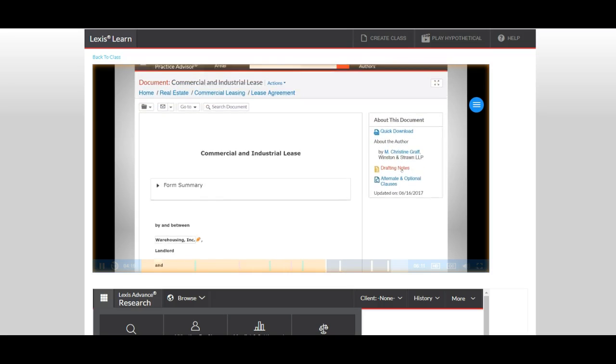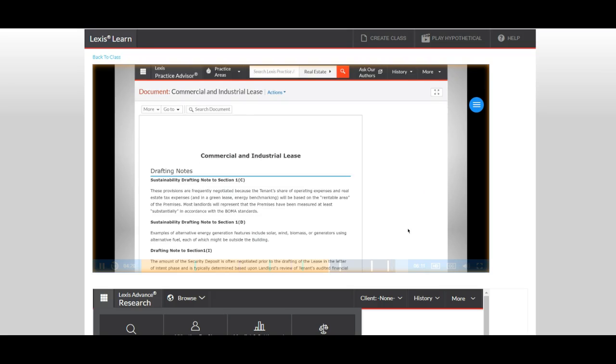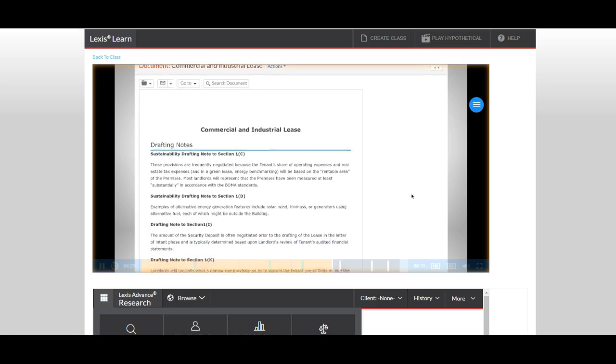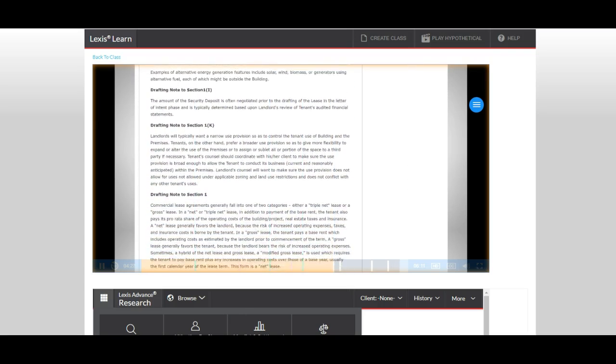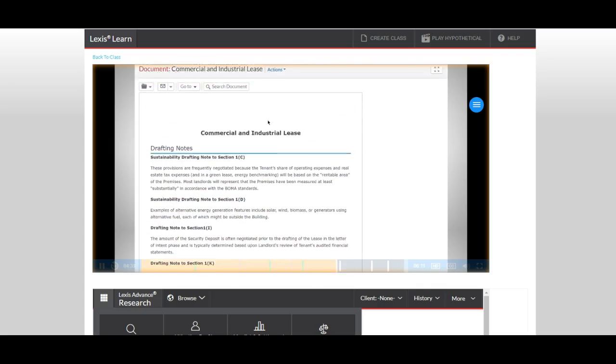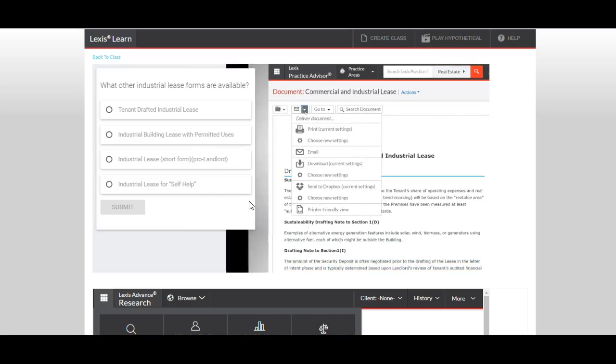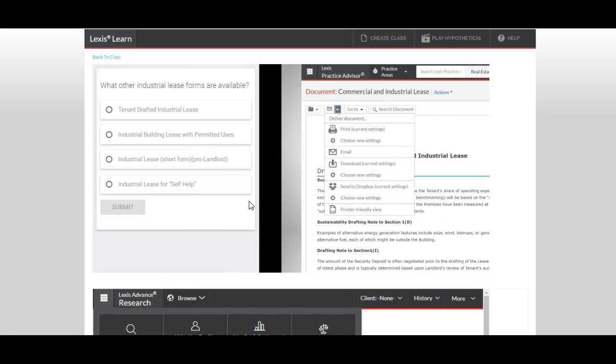There are also additional tools to the right of the form, including drafting notes. These notes are written by attorney experts and will help you better understand the nuances of the drafting process for the clauses you may need to include in the agreement you're drafting. Once you've completed the form, you can print or download it using the delivery menu above it. Oh, let's just guess on that one.